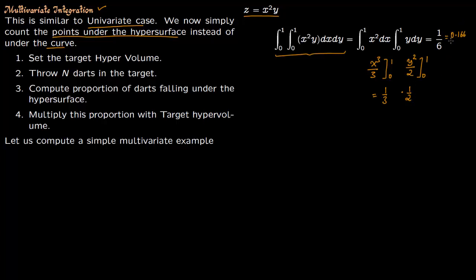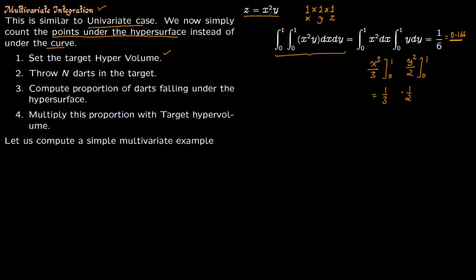So we want this answer using Monte Carlo techniques. So again you have the same 4 steps as in the univariate case. First you set the target hypervolume. So x goes from 0 to 1, y goes from 0 to 1, and z will also go from 0 to 1. So we want to find that the volume is between 0 to 1. So the total volume would be 1 times 1 times 1. So 0 to 1 for x, 0 to 1 for y, and 0 to 1 for z. So this is our target hypervolume.